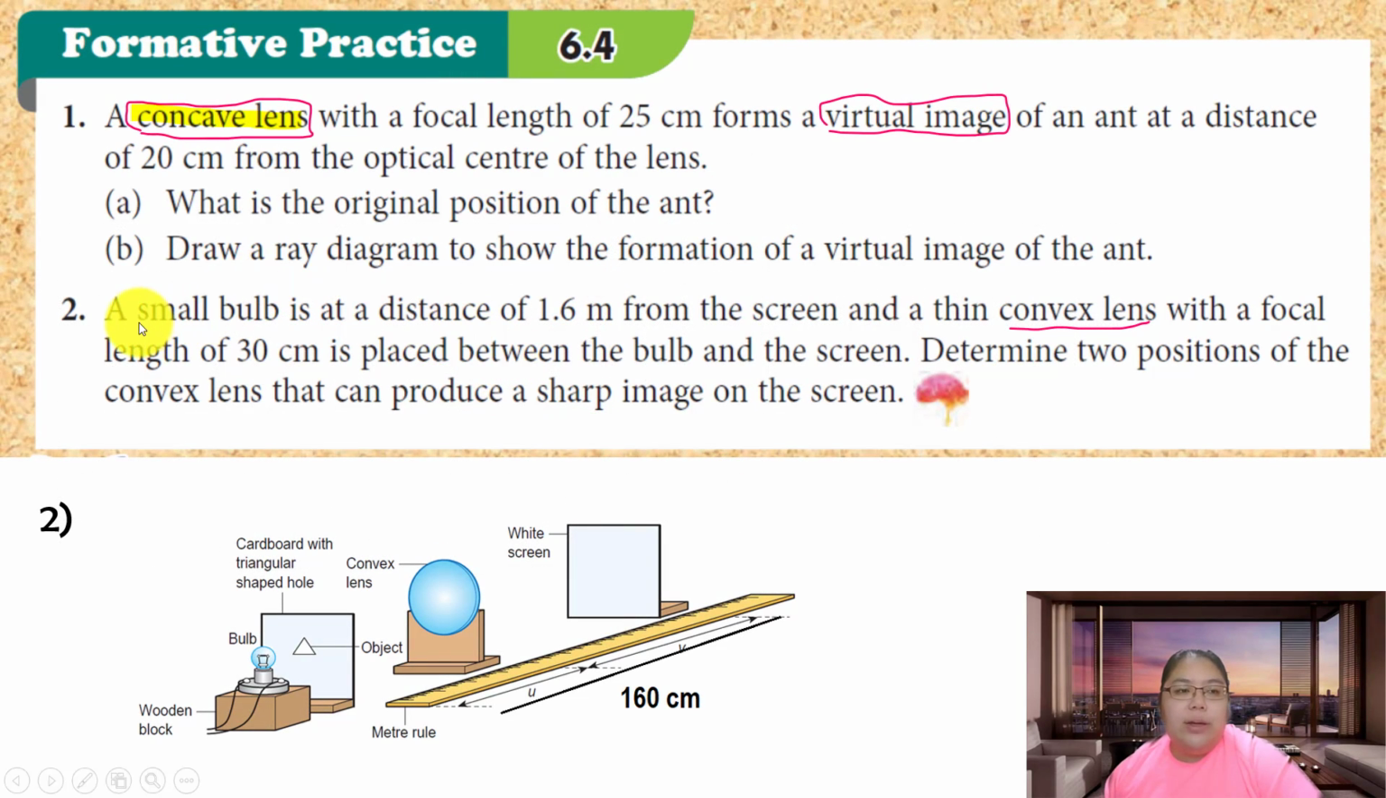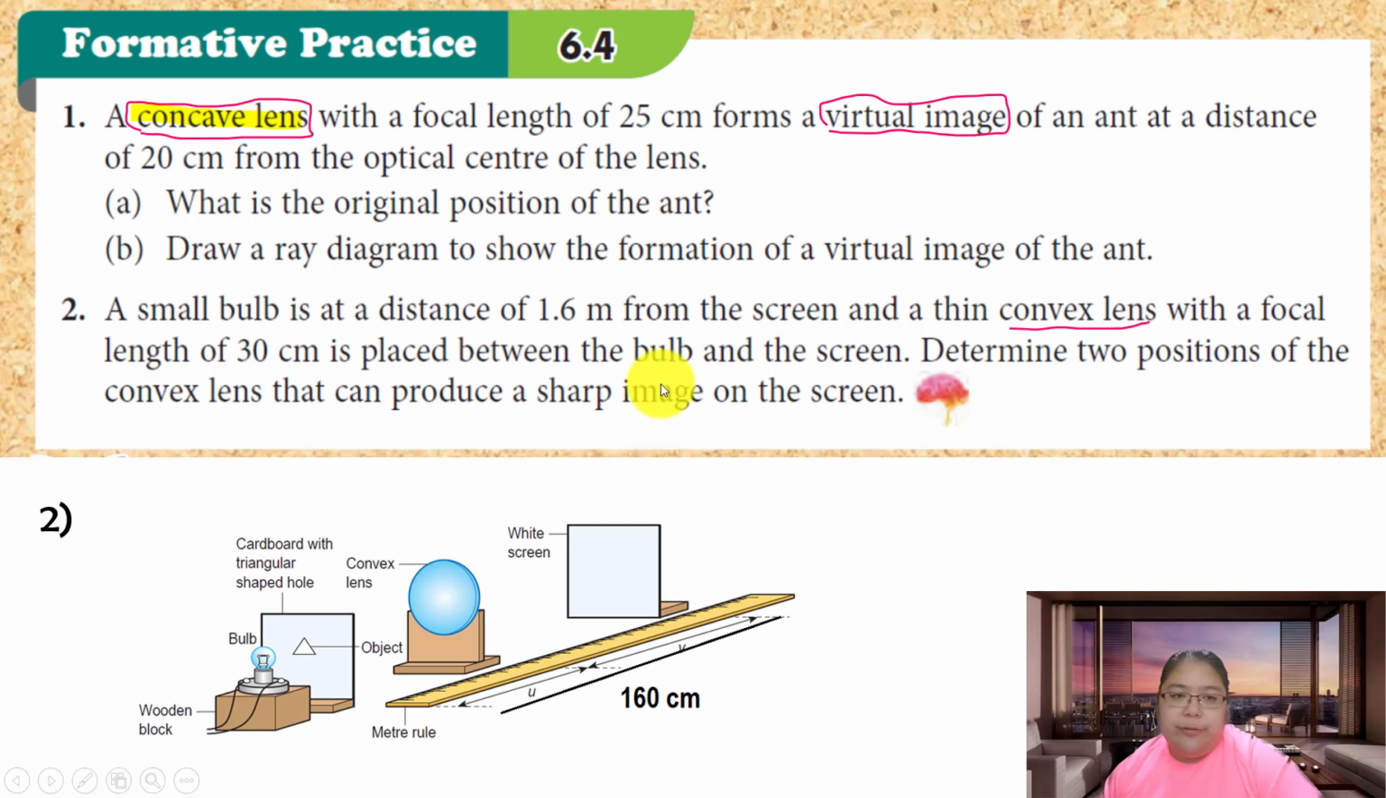Okay, now the following question shows a small bulb. The distance is 1.6 meter from the convex lens. The convex lens focal length is 30 cm. It is placed between the bulb and the screen. Now you need to determine the two positions of the convex lens that can produce a sharp image on the screen. So we write the info first.